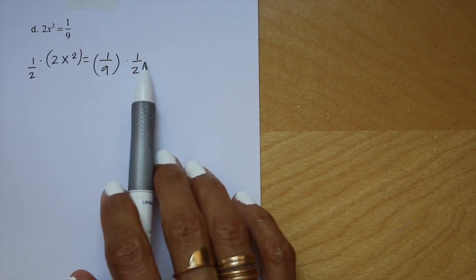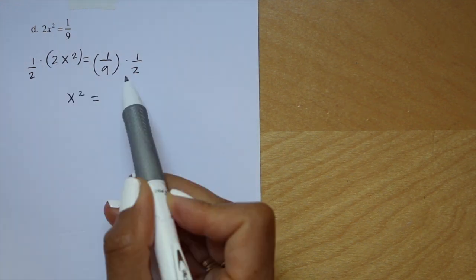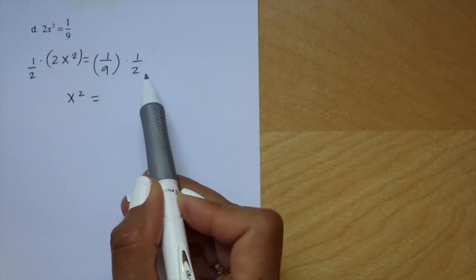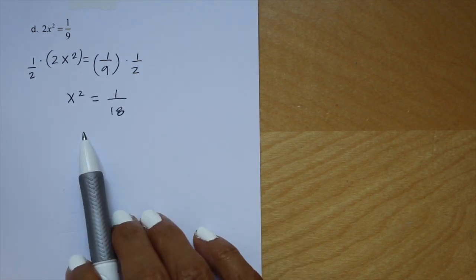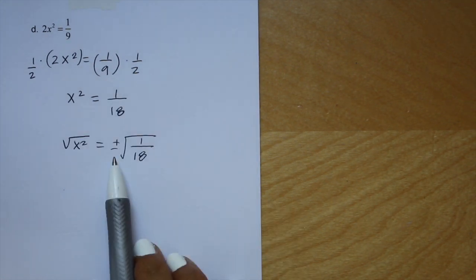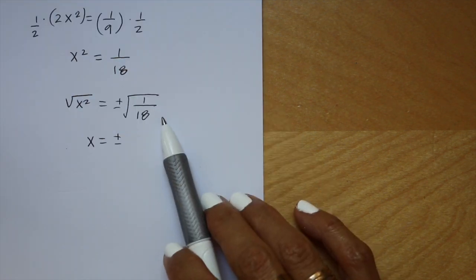And we're going to do the same thing over here. We're timesing 1/9 by 1/2. So these 2's cancel. And over here, when you multiply across the top and across the bottom, you get 1 over 18. Okay, at this point, we're going to take the square root of both sides. Don't forget your plus or minus. So on the left, the square root and the square, they cancel out, so you just get x equals. And over here, I'm going to split the fraction.